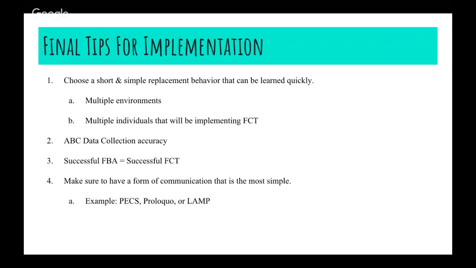The ABC data collection accuracy is also important because that will give us the antecedent of why they're engaging in that interfering behavior and also the consequence, so we can have an appropriate replacement behavior for them to engage in. My motto is successful FBA equals successful FCT. If you have a successful FBA, they will have a good FCT due to the fact that you will understand what the function of the behavior is to create a replacement behavior for that child. And it ranges case by case. So you really just have to look at what function that behavior is serving, and you'll be able to figure that out.